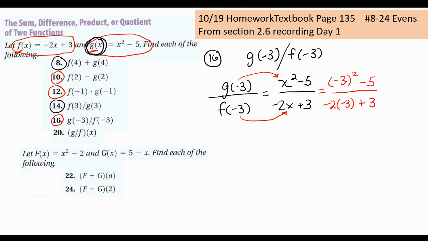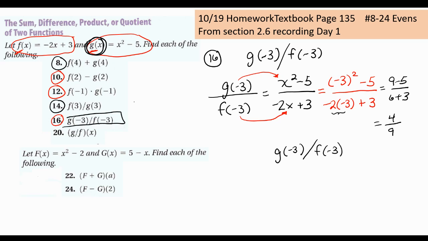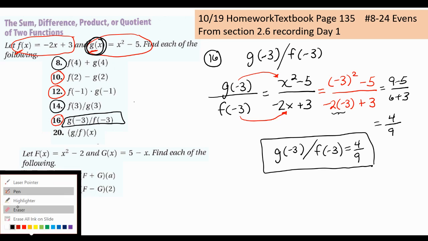Negative 3 squared is negative 3 times negative 3, so this would be 9 minus 5. Negative 2 times negative 3 right here on the bottom is 6 plus 3. So that final answer would be 9 minus 5 is 4 on the top, 6 plus 3 is 9 on the bottom. So the g function at negative 3 divided by the f function at negative 3. And remember, I'm just writing down the problem here. This is the formal way to write it in mathematics, is equal to 4/9. So I hope you got that one. You can hit pause if you need a moment.